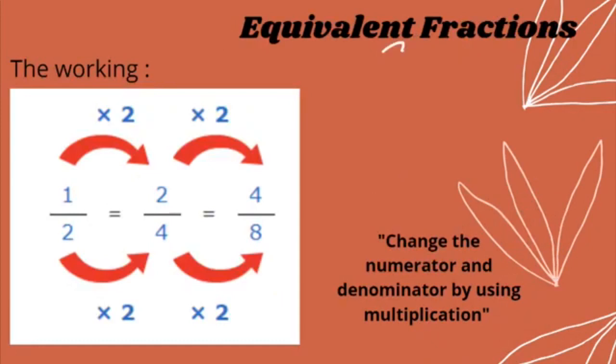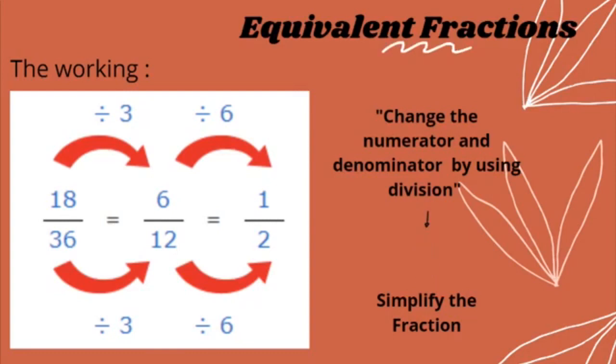Example, find the equivalent fraction of 1 over 2. Look at the working. We can change 1 over 2 to 2 over 4 by multiplying both the numerator and the denominator by 2. Then, to change 2 over 4 to 4 over 8, we just need to multiply both the numerator and denominator by 2.